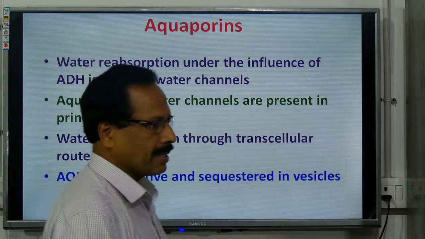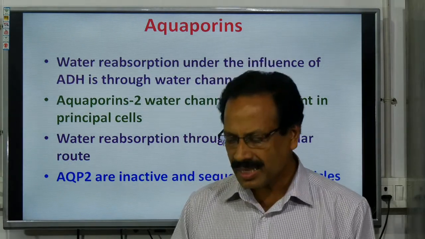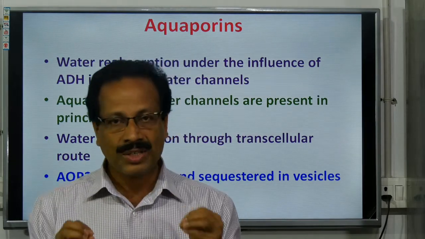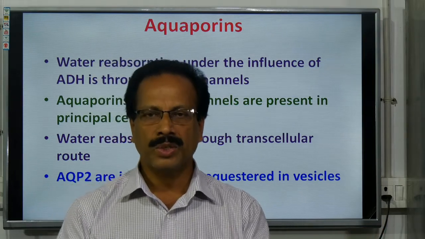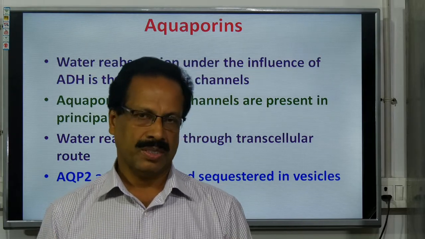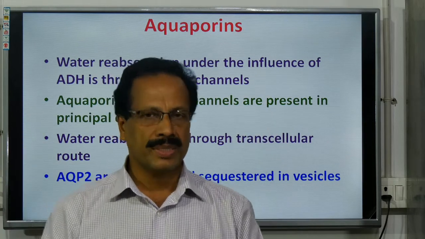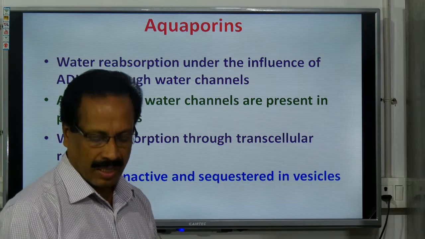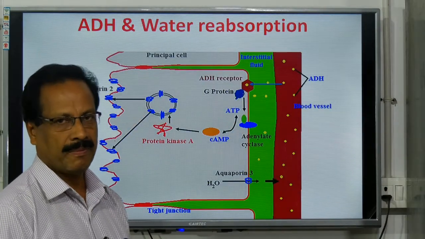These principal cells contain water responsive channels called aquaporins. These aquaporins are normally present in vesicles in an inactive form. So they are inactive. They will not be taking part in water reabsorption in normal conditions of blood volume and tonicity. When the tonicity increases and antidiuretic hormone is released into the blood, this antidiuretic hormone comes and binds with the V receptors on the principal cell.